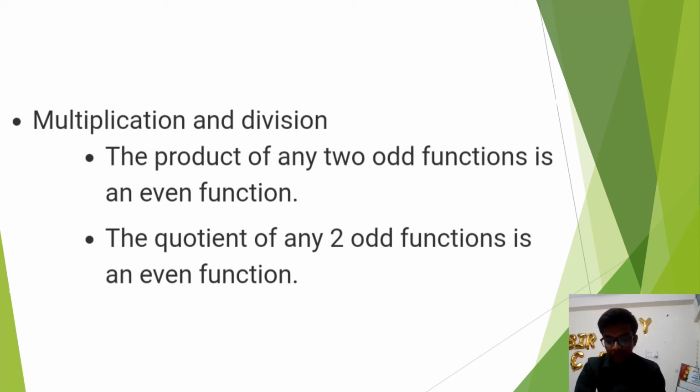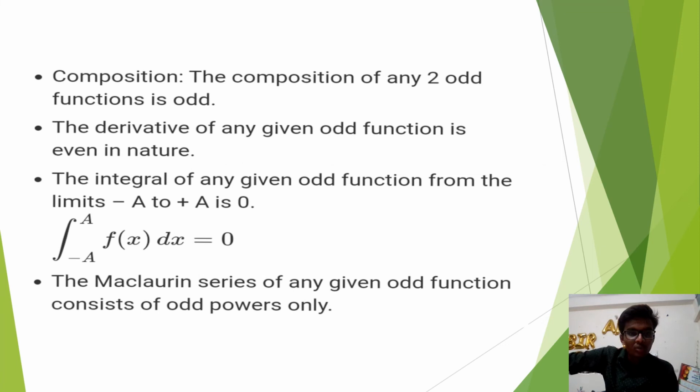The Fourier transform of a purely real valued even function is real and even. See Fourier series analysis symmetric property. The Fourier transform of a purely real valued odd function is imaginary and odd. Composition: the composition of any two odd functions is odd. The derivative of any odd function is even. The Maclaurin series of an odd function consists of odd powers only.